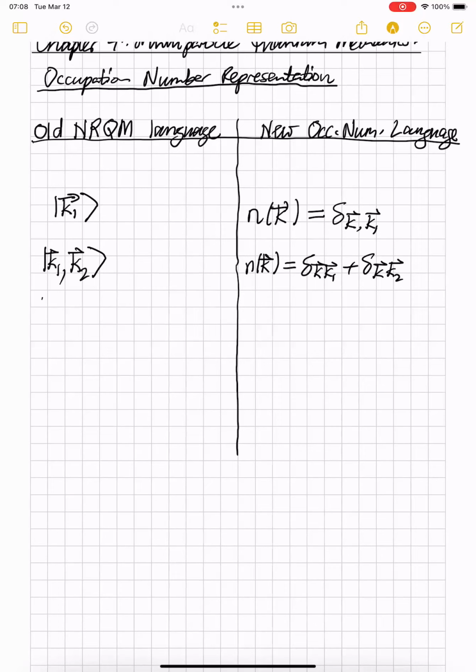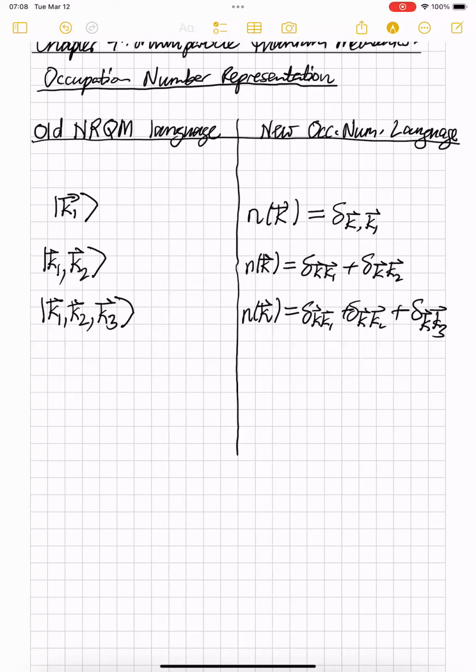Okay, one more, and then I think we've made the pattern clear and we can start to test ourselves a little bit. Let's imagine we've got a three-particle state with momenta k1, k2, and k3. The occupation number is still a single function. There's a delta function for k1, there's a delta function for k2, and there's a delta function for k3. And these are all just summed. Okay?